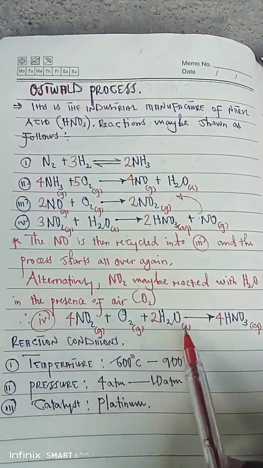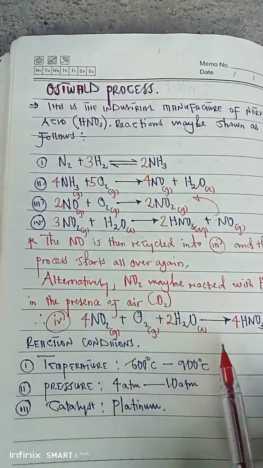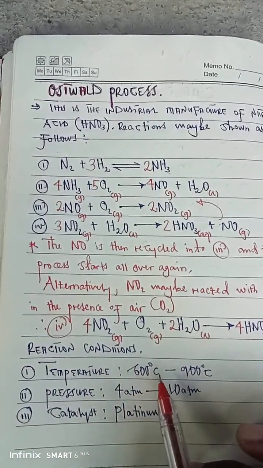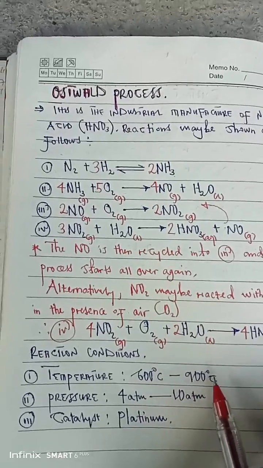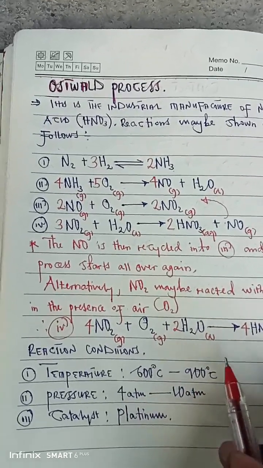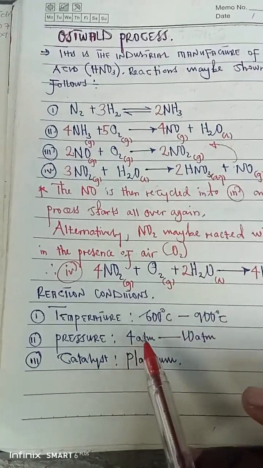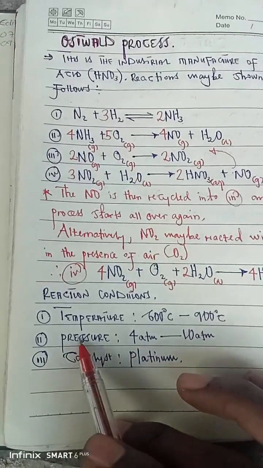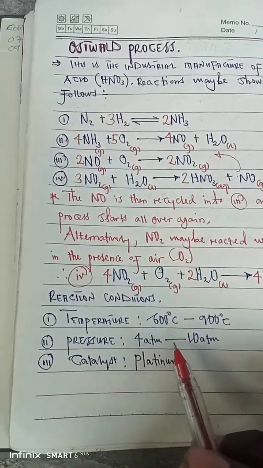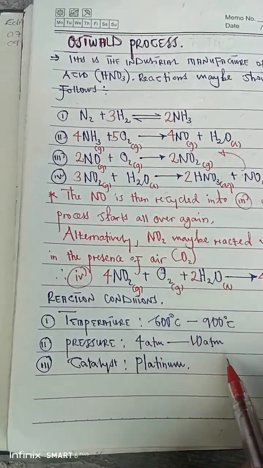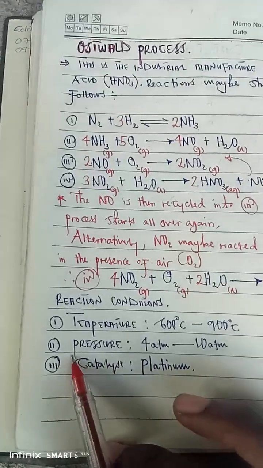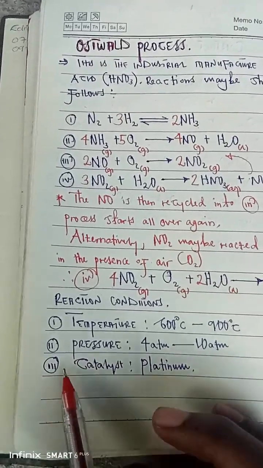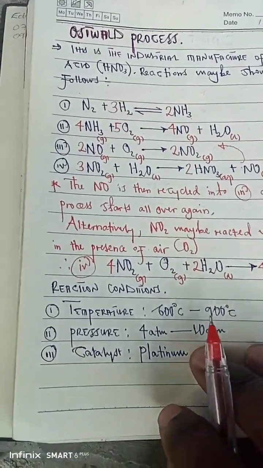And of course, again, the reaction conditions for this process. Temperatures between 600 degrees Celsius and 900 degrees Celsius are applied. The pressure is rather small, but more than the contact process. The pressures here range from 4 atm to about 10 atm. And the catalyst that we use here is platinum. Okay, platinum is the one used as the catalyst.